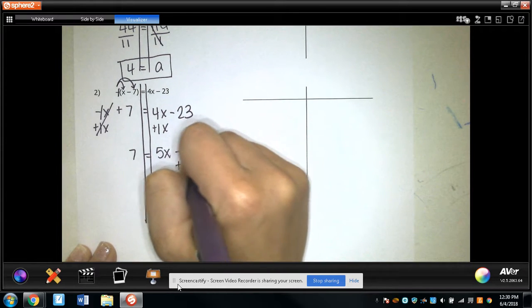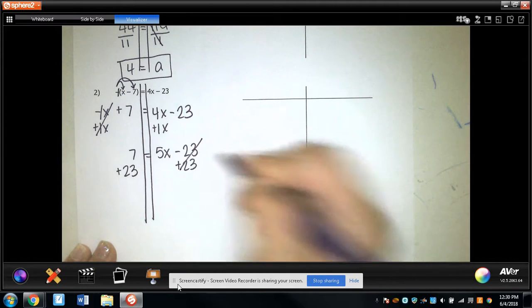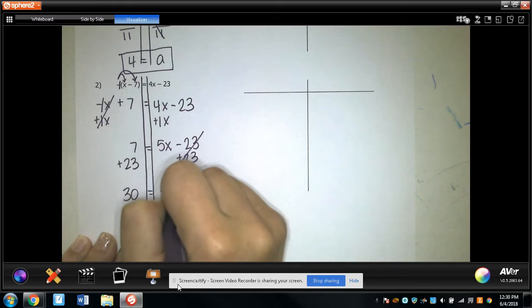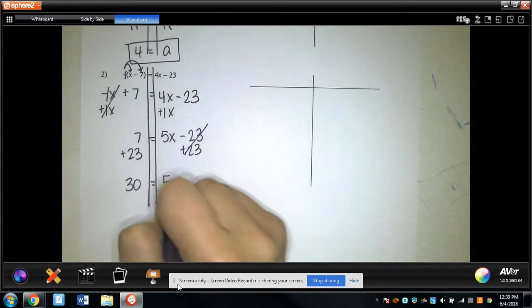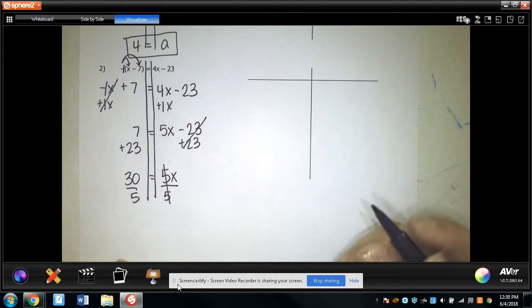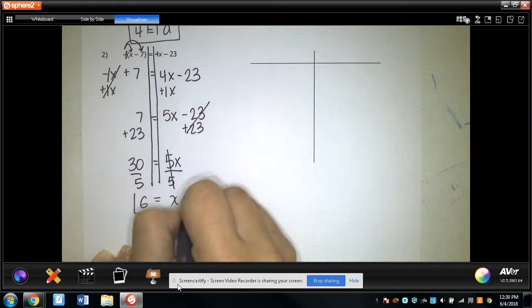I'm going to add 23 to both sides. Negative 23 plus 23 I can cross off because they add up to 0. And I'm left with 30 equals 5x. I'm going to divide both sides by 5. I can cross off 5 divided by 5 because that equals 1. So I'm left with 1x, or just x, equals 6.